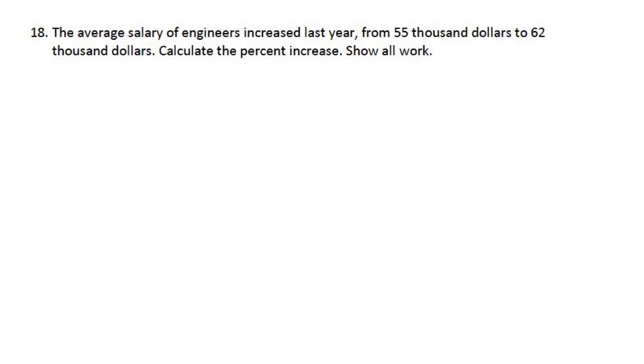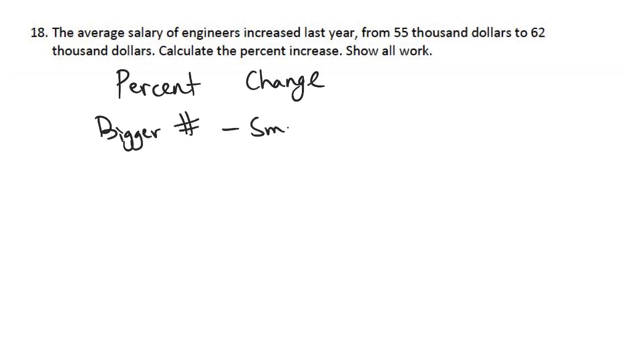The last question on the review guide deals with percent increase or decrease. The average salary of engineers increased last year from $55,000 to $62,000. We want to calculate the percent increase. Whenever we're dealing with percent increase or decrease, so basically percent change, what I always do is take the bigger number, subtract the smaller number, and divide it by whichever one comes first, the original number.